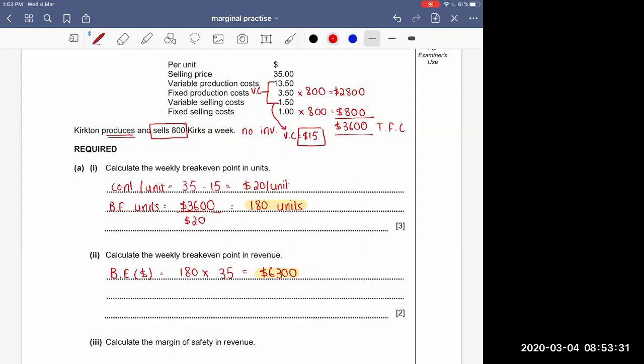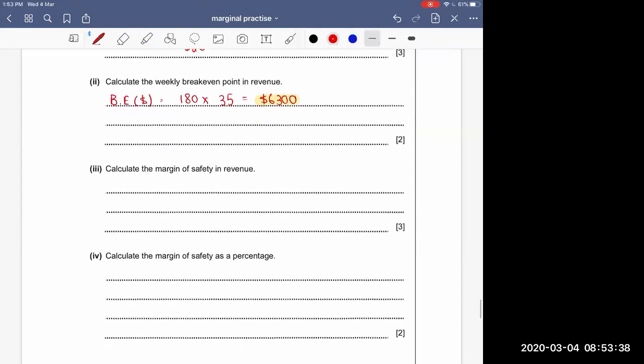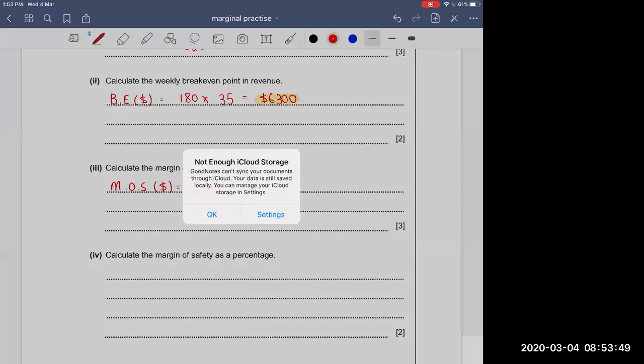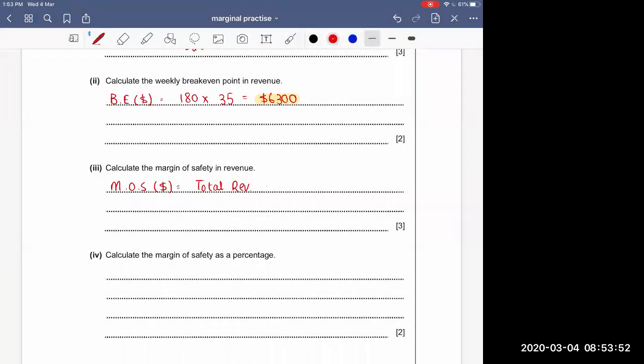Next is margin of safety in revenue. There is one way to calculate margin of safety in revenue: margin of safety in units multiplied by selling price. But the other calculation is total revenue minus breakeven in value. Through total revenue minus breakeven in value, we can also calculate margin of safety in dollars. So what is our total revenue? It's 800 units multiplied by 35. So what is our total revenue, guys? Total revenue is 28,000. Minus breakeven in value, which is 6,300. So what is margin of safety in dollars? Margin of safety in dollars is 21,700, which is margin of safety in dollars or in value.